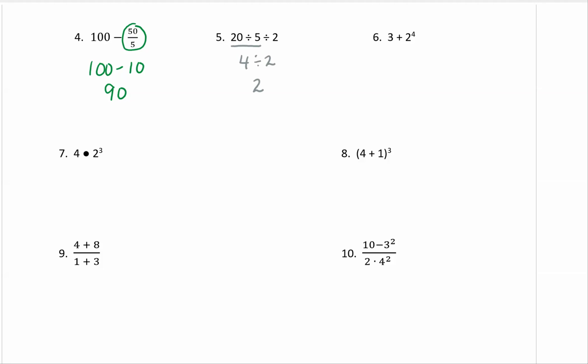Number 6, 3 plus 2 to the 4th. We need to do exponents first. So 2 to the 4th is 2 times 2 times 2 times 2. 2 times 2 is 4. 4 times 2 is 8. 8 times 2 is 16. So we have 3 plus 16, 19.